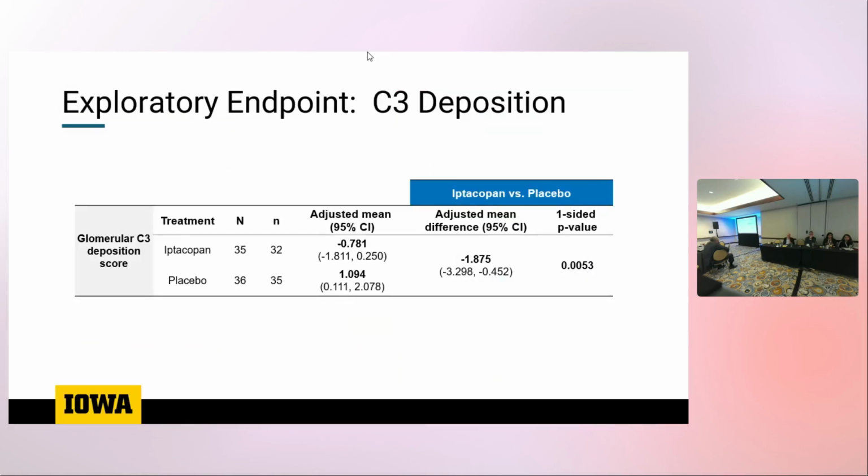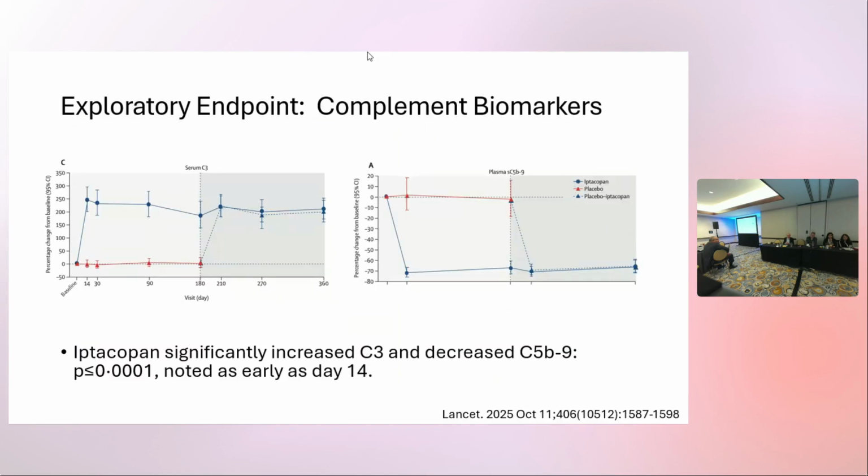Exploratory endpoint was C3 deposition. This is appealing to me because, of course, the animal models would suggest if you're actually doing what you think you're doing, or doing what we want you to be doing, you should get some loss of C3 deposition. That's been shown in mouse models, rat models, et cetera. Anyway, the bottom line is that they had some calculations, which you can go back to the manuscript and look at, or even some of our earlier presentations at some of these congresses. But it was basically a minus 1.875 in the adjusted mean difference for the iptacopan group versus the placebo. So we did see C3 deposition changes here.